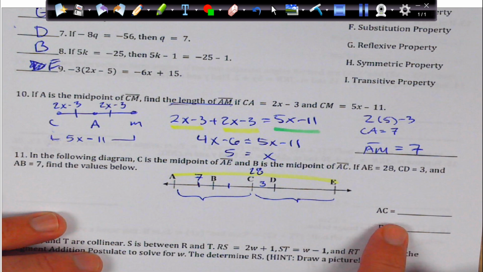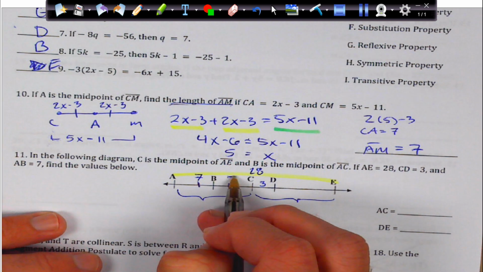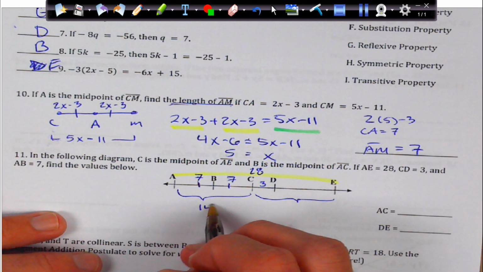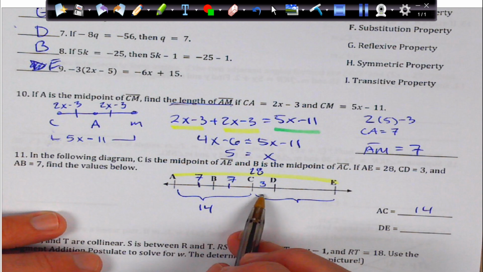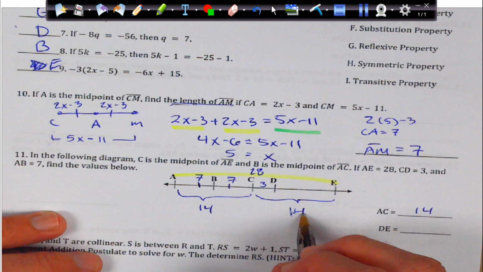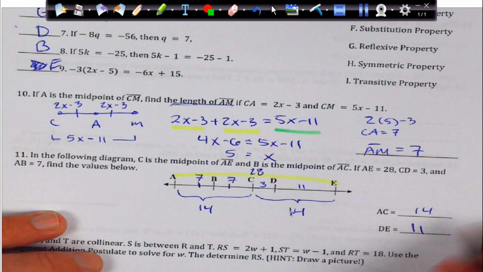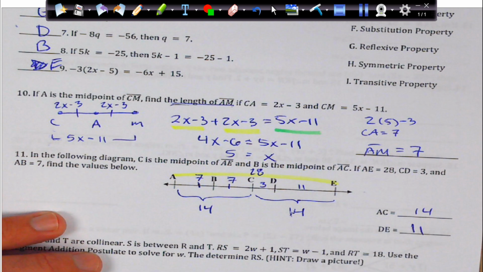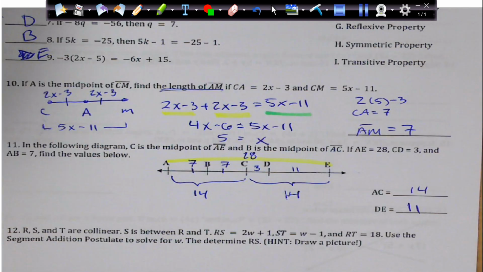So AC, well, AC is pretty easy. If AB is 7, BC is also 7. So AC is 14. And then DE, well, if this is 14 AC, we know CE is also 14. So if I take 3 away from 14, I get 11. And 14 plus 14 is 28. So that looks pretty good. To me, everything happens to match up.